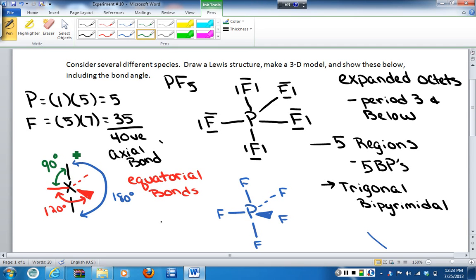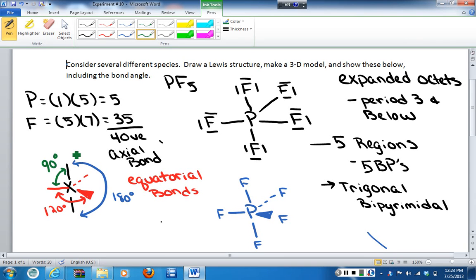So with this particular molecule, we actually have three different bond angles, whereas all the other examples that we've seen contain only one bond angle. We saw with the linear that we had 180 degrees, with the trigonal planar we had 120 degrees, and with the tetrahedral we had 109.5 degrees. Here with the trigonal bipyramidal, we actually have three different bond angles that we need to consider.